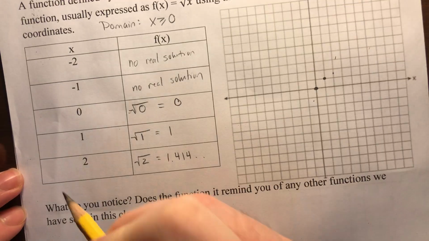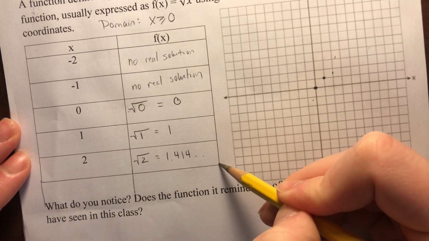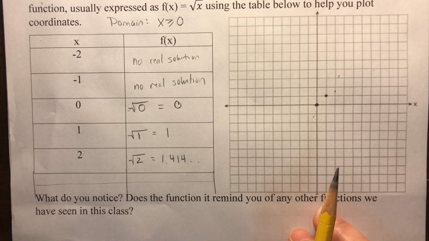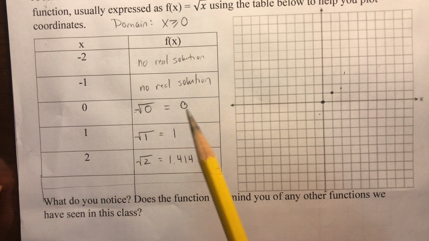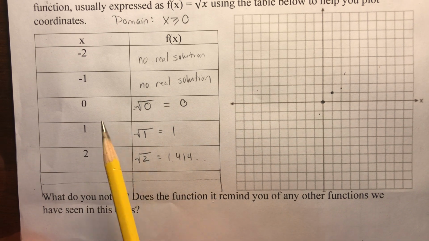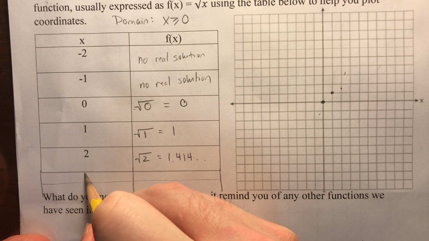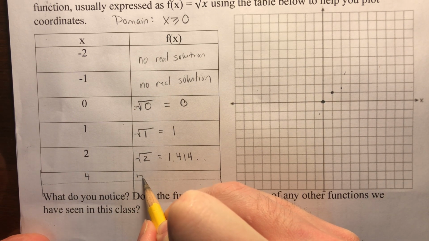But I'm going to add a couple more rows here as well. And I'm going to add some numbers that I think would be much more valuable inputs. And those numbers I'm thinking of are perfect squares. So what's the next perfect square after 1? All right, and that would be 4. We know 2 times 2 is equal to 4, so radical 4.